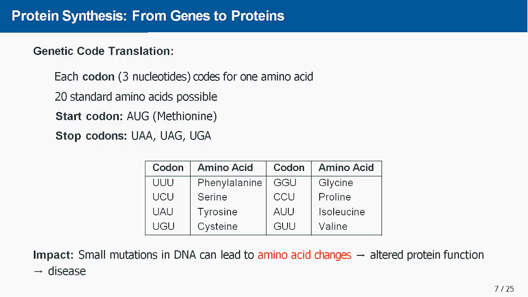So a small mutation in DNA can lead to an amino acid change, and as the amino acid changes, the protein synthesis is also altered, and we are getting different proteins. Different proteins will give rise to diseases. So this is the fundamental behind these genetic disorders.